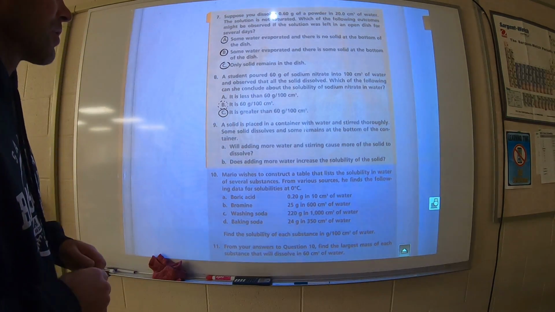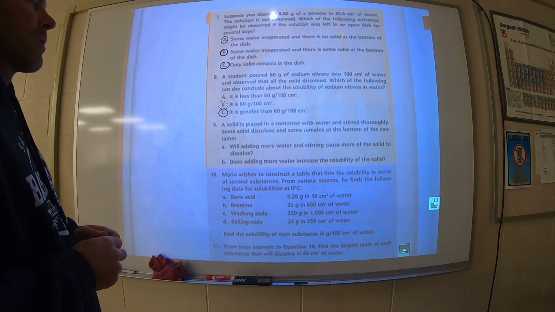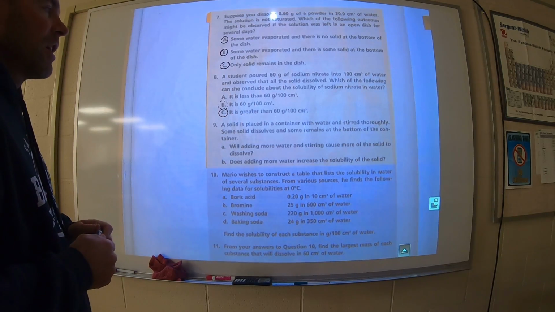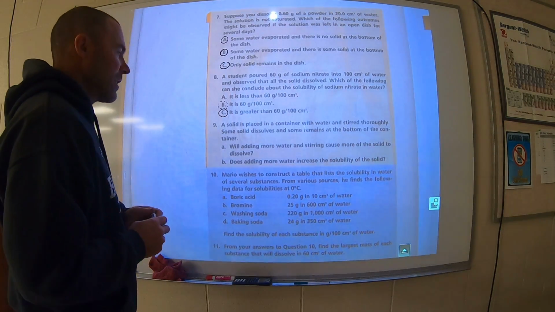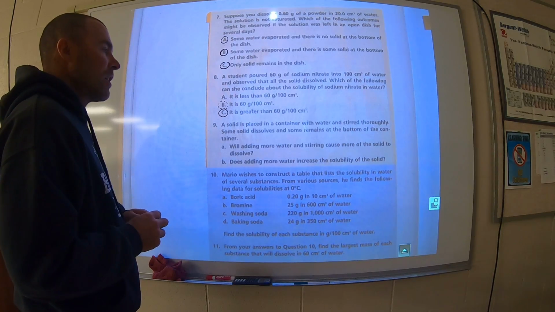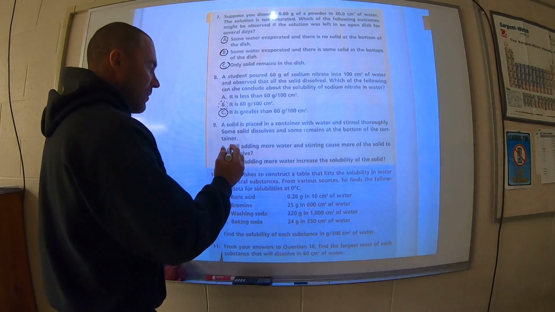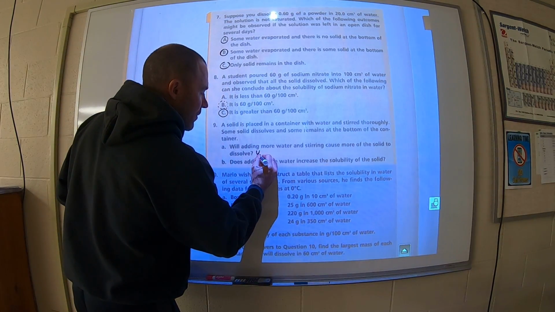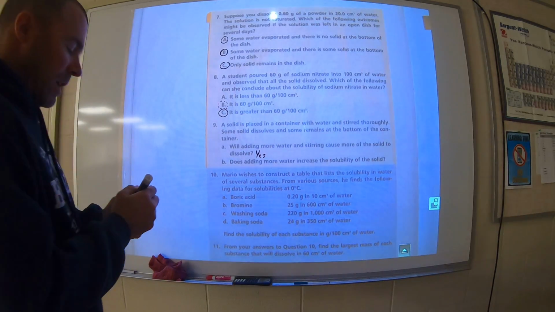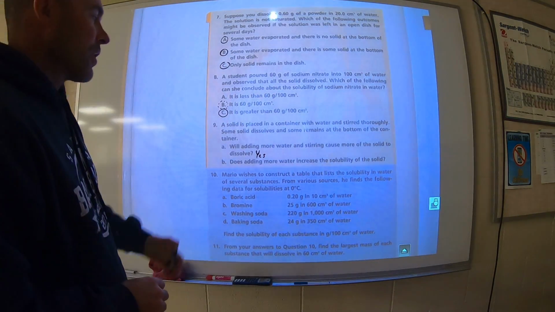Number 9, a solid is placed in a container with water and stirred thoroughly. Some solid dissolves and some remains at the bottom of the container. Will adding more water and stirring cause more of the solid to dissolve? Yes, because now we've got more water for that solid to go into.